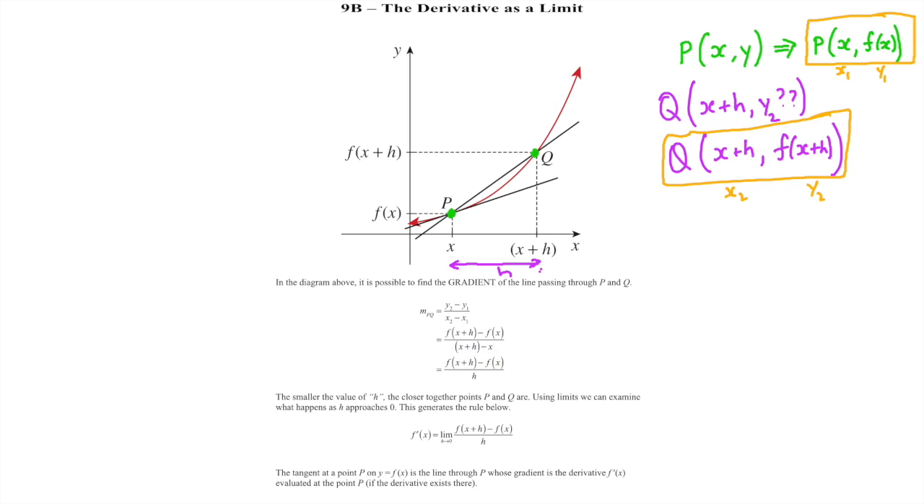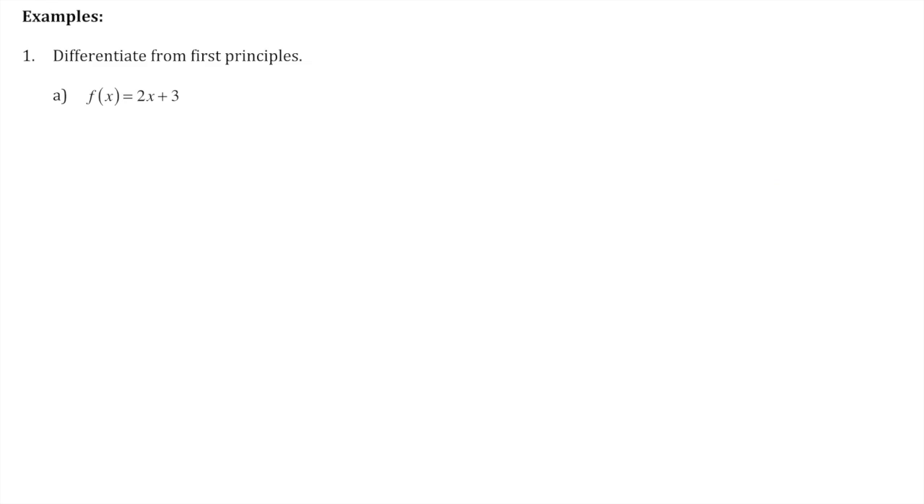Now, what actually happens if that h gap, we've gone out x and then we've gone out another h, what if h is a really, really tiny distance? As a matter of fact, we say, what if h approaches nothing, a gap of nothing? Well, the gradient would still be the same formula, but the h value would be getting really, really tiny. And instead of saying gradient equals, we're going to say f dash x equals, the derivative equals, because the derivative finds the gradient. And that's the process that we're going to go through here. So let's have a look at differentiating from first principles.